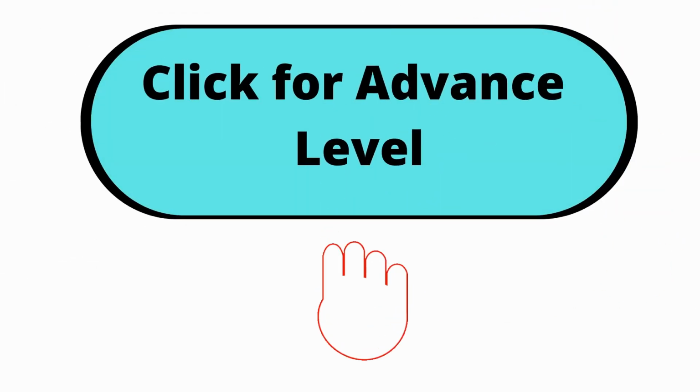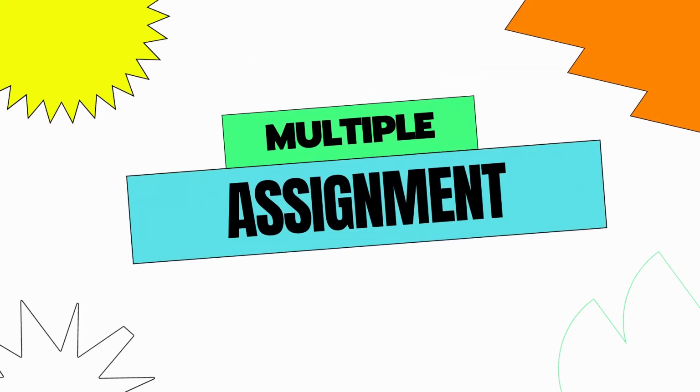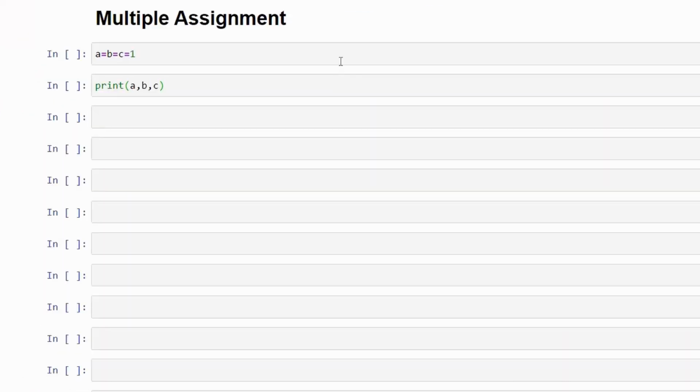We are past the basics now. Let us move on to some grown-up stuff now. First is the concept of multiple assignment. Python allows you to assign a single value to the multiple variables simultaneously. Here we have three variables, A, B and C. All are assigned a single value of 1 in one go.